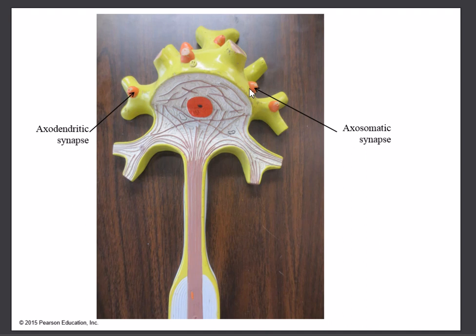Here's an axosomatic. Notice on this model company, they only put the axon terminal down. They don't have the telodendria. All they're showing you is the axon terminal. Also notice this one here, there's no axoaxonic synapse. All they have is the axosomatic and the axodendritic.